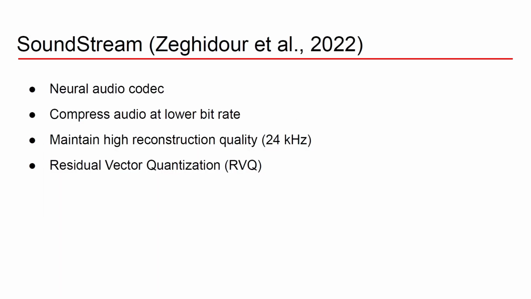Okay, so SoundStream. What is SoundStream? Well, SoundStream is a neural audio codec. What does this mean? This is an audio compressor. So it is able to take a waveform and compress it at a lower bitrate. And the great thing about this neural audio codec is that it maintains a high reconstruction quality. So it's able to compress and decompress audio and maintain audio fidelity quite high, up to 24 kilohertz. And SoundStream has been trained with residual vector quantization.